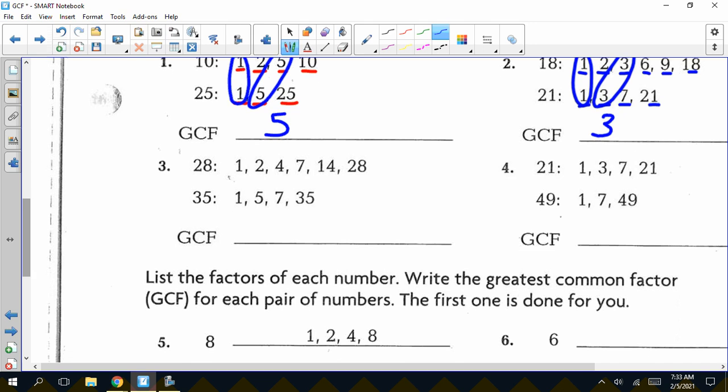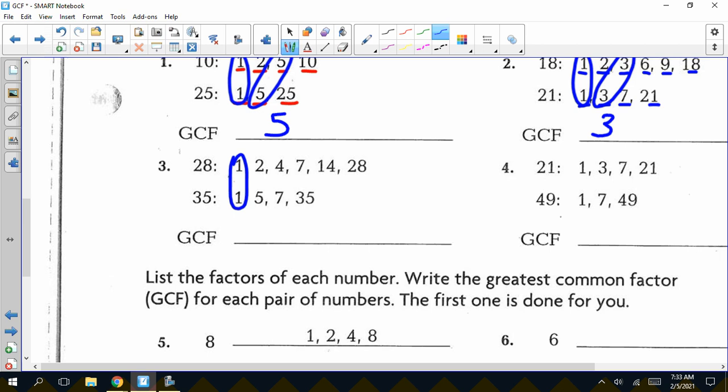28 and 35. For 28, it's 1 times 28, 2 times 14, and 4 times 7. For 35, it's 1 times 35 and 5 times 7. So going through factors they have in common, they will always have 1 in common because every number can be found by multiplying 1 times itself. So 1's always a factor in here. Hopefully it's not going to be your greatest common factor.